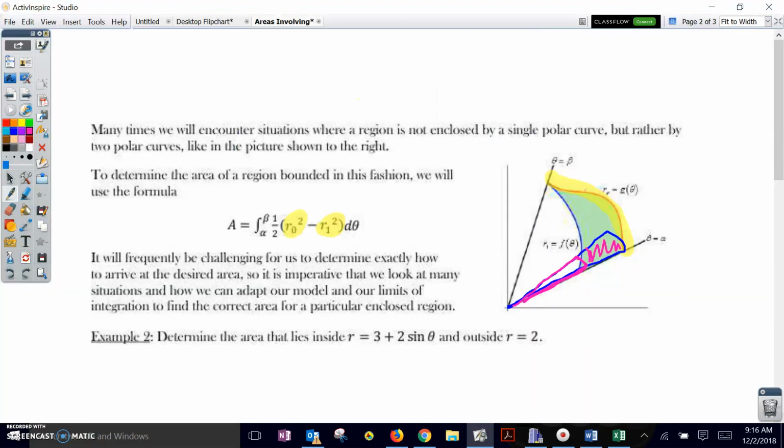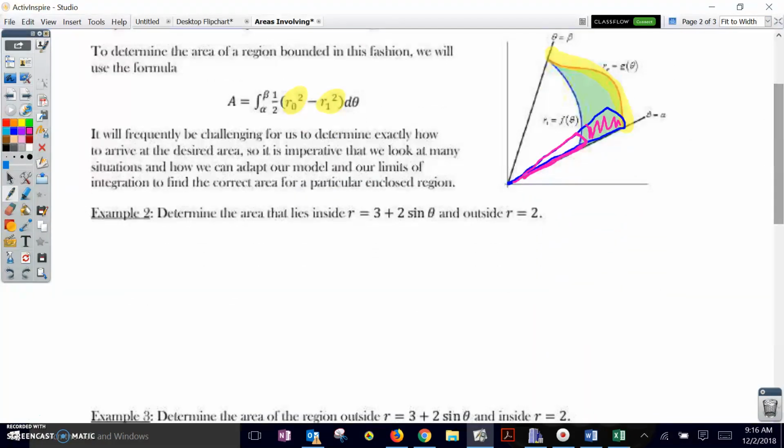And so when we set up our integral, it's going to be the integral of the outer curve squared minus the inner curve squared.